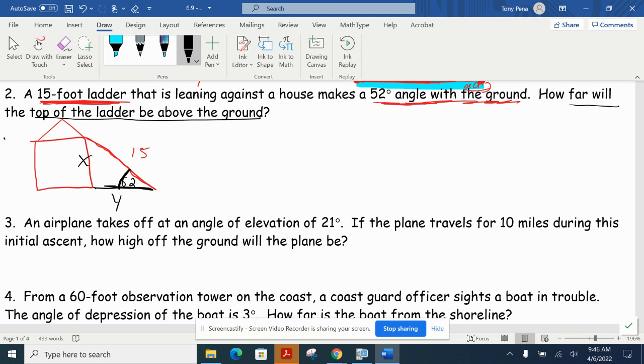Well, so here's our top of the ladder right here, right? Do you agree with that? And I want to know how far will the top of the ladder be above the ground? Isn't our ground then right here? So we're looking for how far this guy is above the ground. So we are looking for that X. Okay.